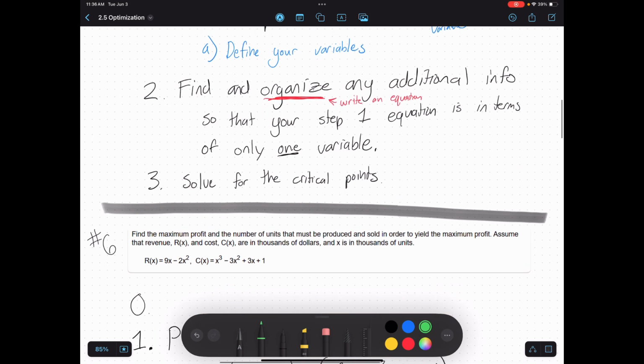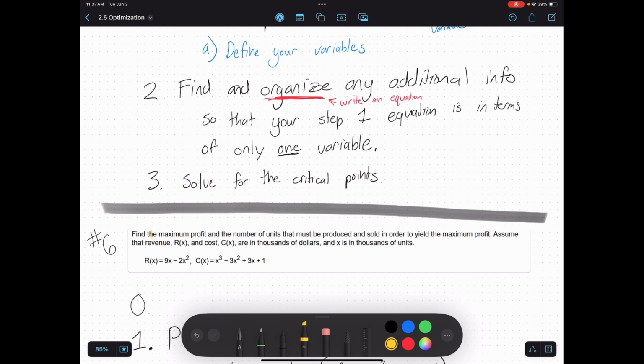Number 6 says, find the maximum profit and the number of units that must be produced and sold in order to yield the maximum profit. And then it gives me my revenue equation and cost equation. So step 0, draw a picture or diagram. This is a finance example. There's not much I can draw to help me make sense of this. So I'm going to skip step 0 and just move on to step 1.